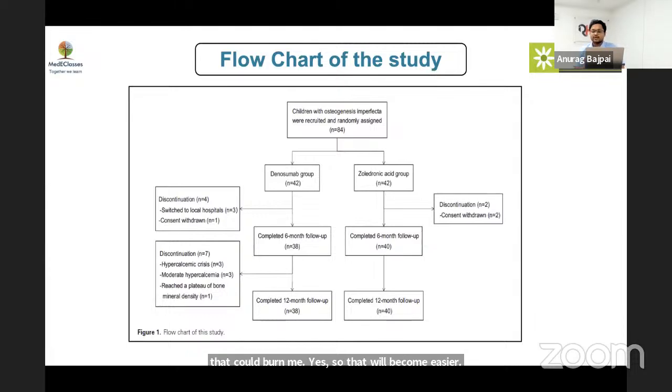Now, this is an open label randomized controlled trial having 84 children. They had been divided into two groups. One group is the denosumab group, consisting of 42 children, and another group is the zoledronic acid group, which is 42 children. And they had done 6 monthly and 12 monthly follow-up for 1 year. But before you go ahead, you should say what is the advantage of denosumab over zoledronic acid for people who are not aware of that.